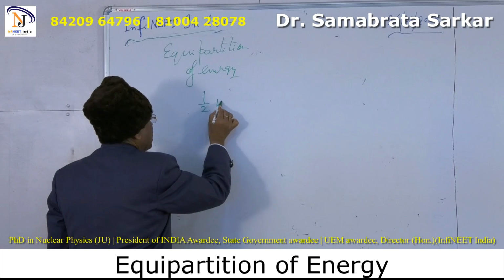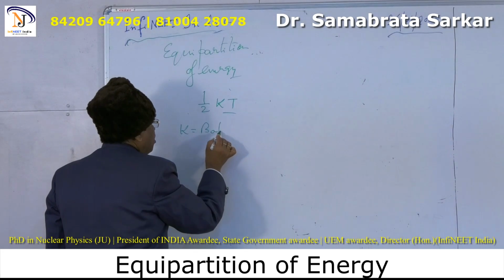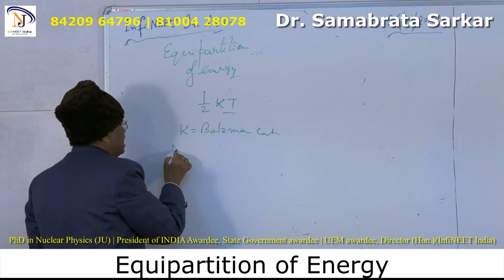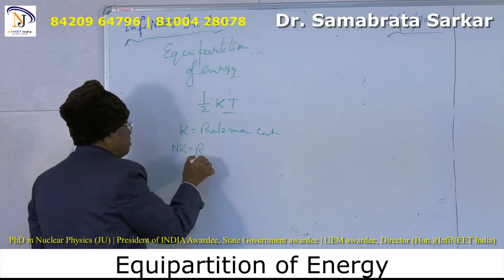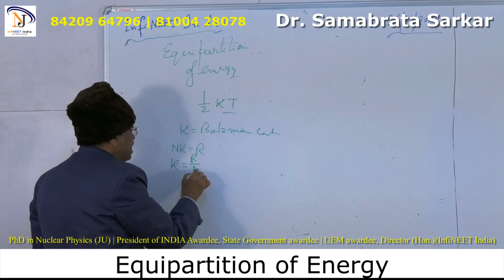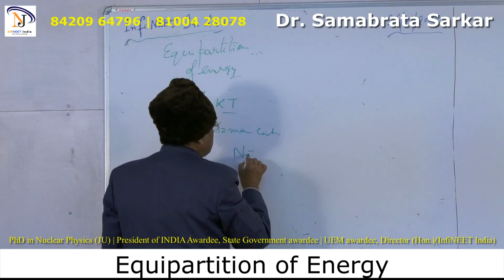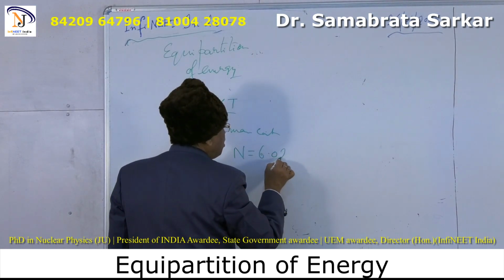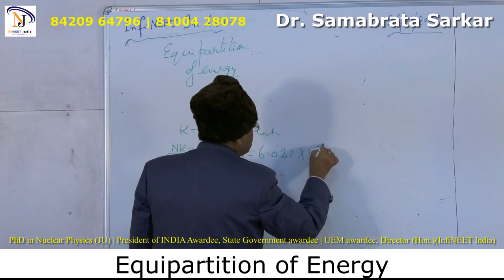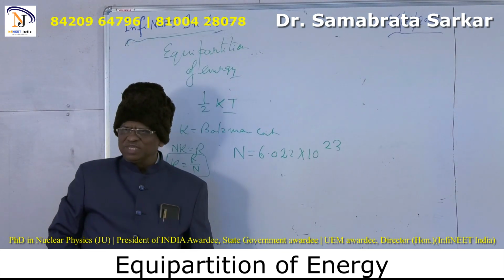half kT. What is k? k equals the Boltzmann constant. Nk equals R. You remember it in this way. And k is nothing but R by N. What is N? N equals 6.022 into 10 to the power 23. Minus 23 or plus? Plus 23. Yes.